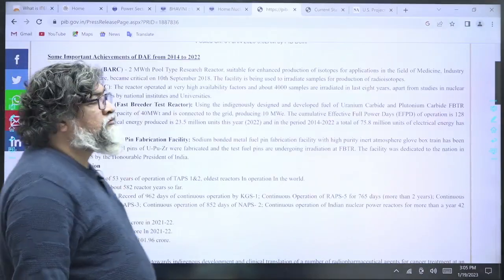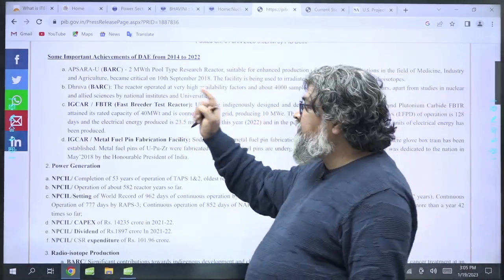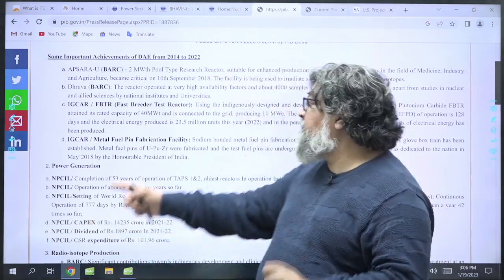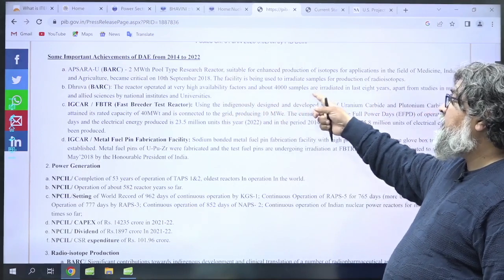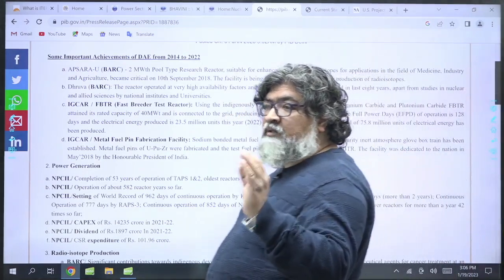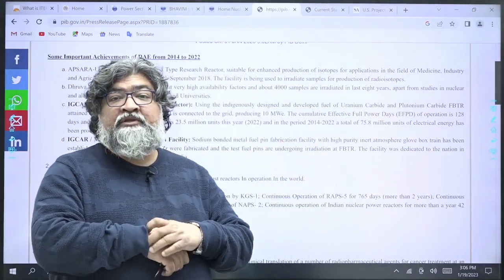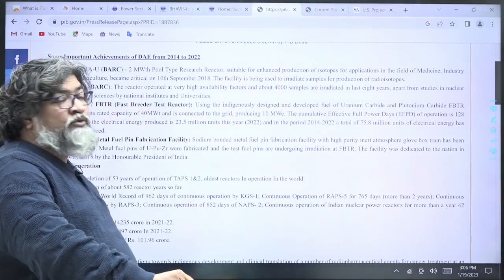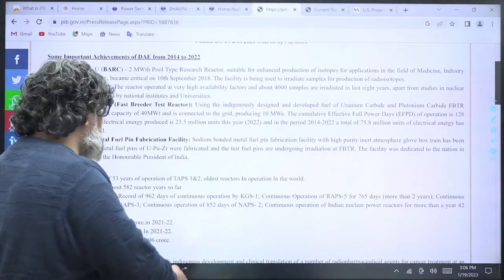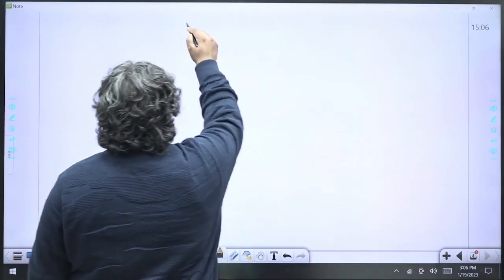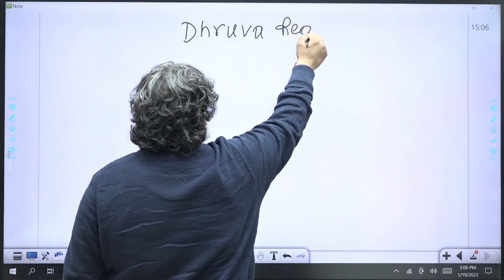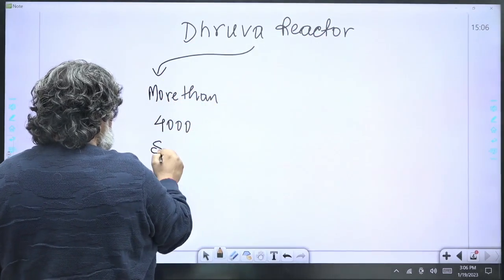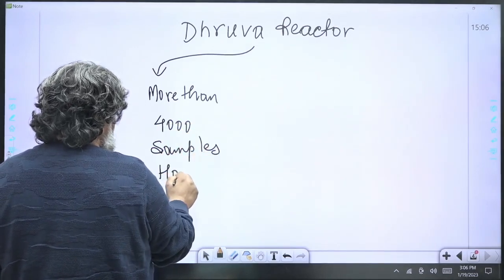Now let's go back here. What else has been a major achievement? Now if you see here, very, very important, Dhruva. The second reactor is Dhruva, another landmark reactor. What is mentioned: the Dhruva reactor operated at high availability factors and about 4000 samples were irradiated in the last 8 years. 4000 samples were irradiated, meaning record high production of isotopes. It is given here that they were irradiated in the last 8 years for studies in nuclear and allied sciences, and national institutes and universities are using the Dhruva reactor. Another very significant research reactor. More than 4000 samples for various research studies have been irradiated.